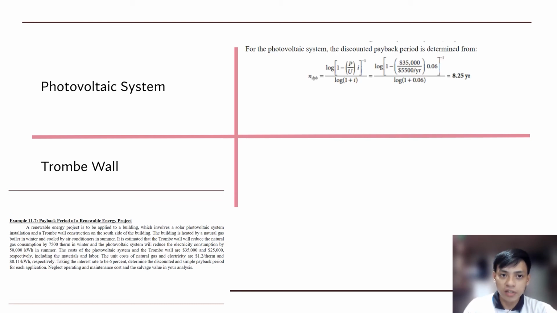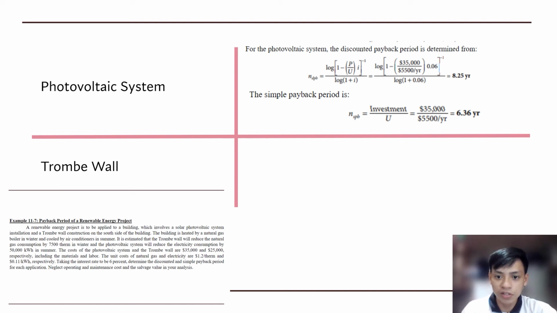For the photovoltaic system, the cost of installation and the photovoltaic system itself is $35,000, and the savings from it is $5,500 per year with an interest of 6%, which gives us a discounted payback period of 8.25 years. So the investor will wait 8.25 years to get back his investment of $35,000. For the simple payback period, we get 6.36 years.